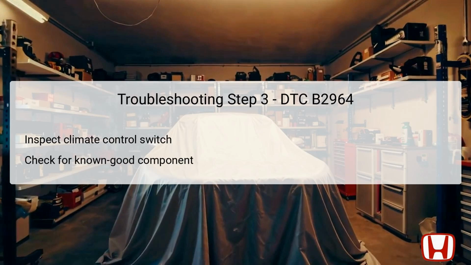In the third troubleshooting step, technicians need to inspect the climate control switch. Since there is no direct testing method outlined for the switch, the recommended approach involves replacing it with a known good component to determine if the original switch is faulty. This method of substitution is effective, as it allows engineers to quickly assess whether reinstallation resolves the communication error.